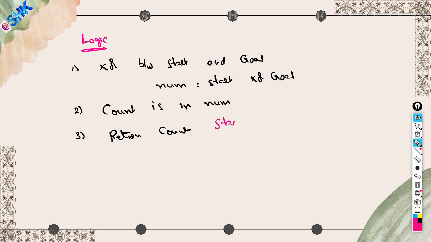So here the start number is 10. The binary representation is 1010. The goal number is 7. The binary equivalent of 7 with 4-bit representation is 0111. Now we have to perform the XOR operation, that is num is equivalent to start XORed with goal.